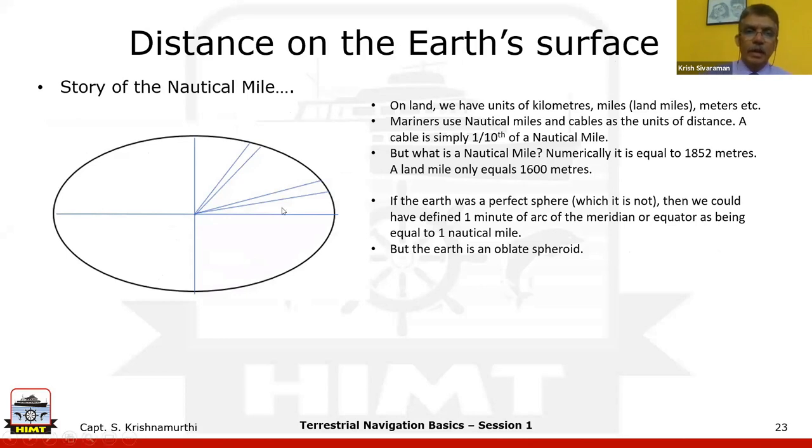Now, if you were to see, can you see my cursor? Yes, sir. Now, this particular arc. This arc is subtending an angle of 1 minute at the center of the earth. Now, this arc is also subtending 1 minute at the center of the earth. Okay. Now, because this is closer, this radius is less than this radius, obviously, this distance will be more than this distance.